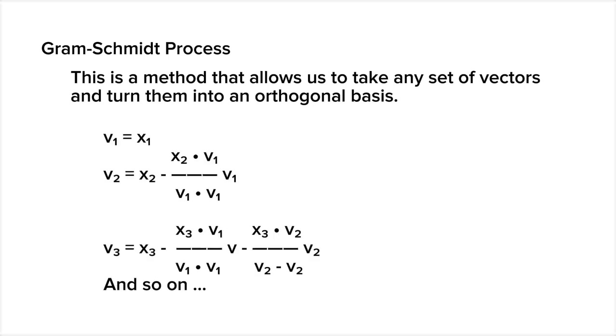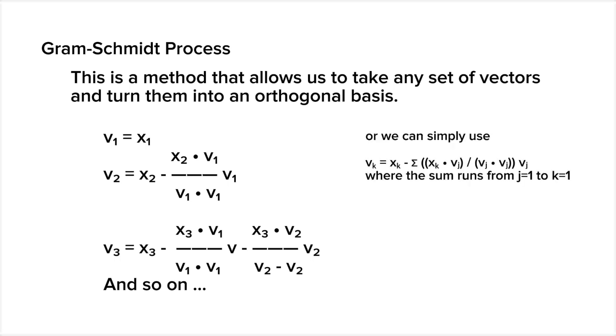Here's how it works in the first few steps. First, we set v1 equal to x1. Next, we create v2 by subtracting the projection of x2 onto v1. Then, for v3, we subtract both the projection onto v1 and the projection onto v2. Each time, we're removing the parts of the vectors that overlap with the earlier ones. So what's left is orthogonal.